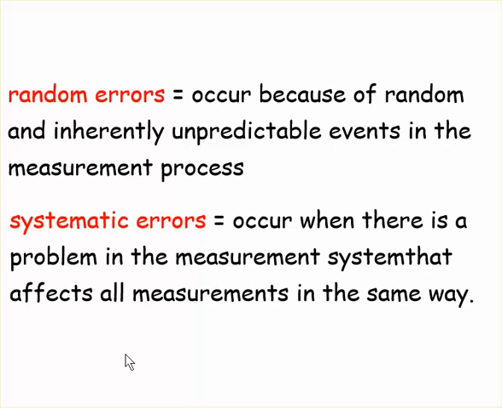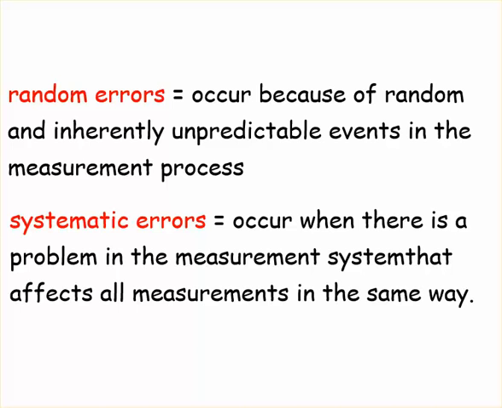We call something a random error if it's inherent in the unpredictable events of a measurement process. They occur because of random and inherent unpredictable events. Systematic errors, on the other hand, occur when there's a problem with the tool, the measurement itself, and it affects every single measurement that's taken.